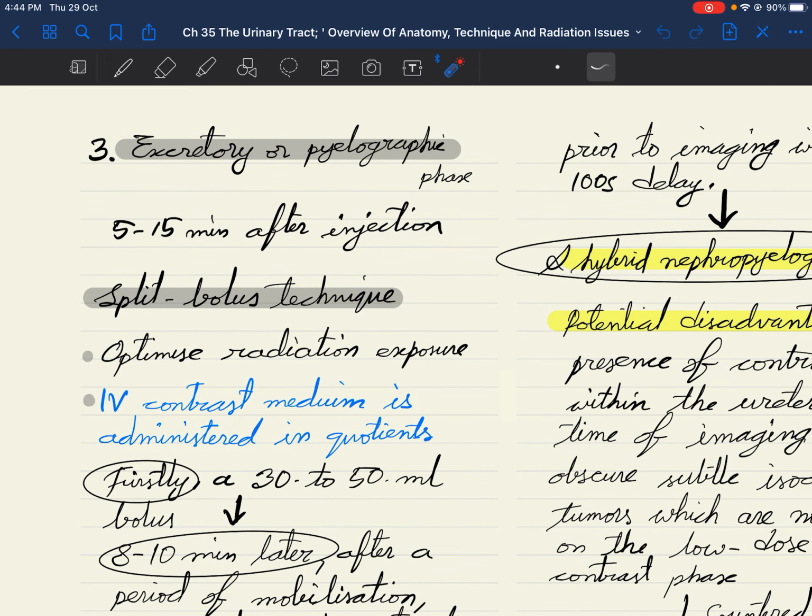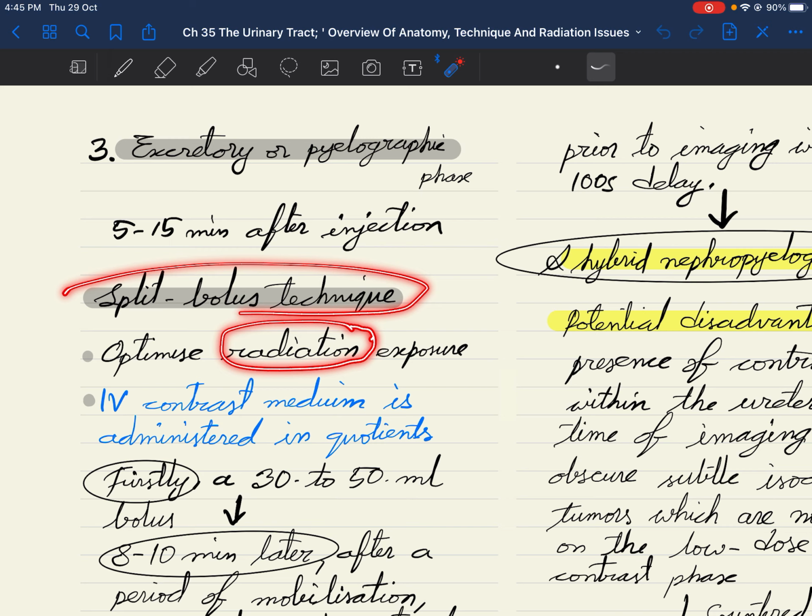And the third phase is the excretory phase. When the contrast medium starts to excrete and comes to the pelvic region, we see in this phase the pyelo, that means the pelvis. After administration, we wait 5 to 15 minutes and then we acquire the pyelographic phase. So this is the conventional method, but to reduce the radiation to the patient, we use different methods.